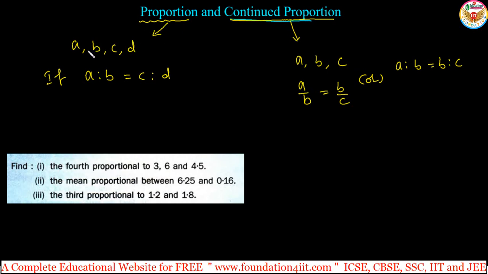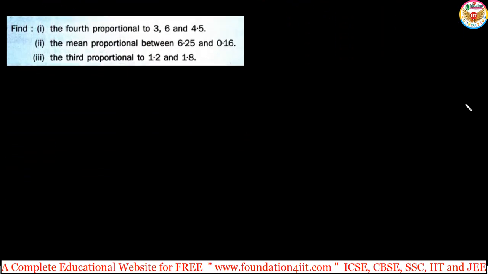Remember, four numbers are in proportion when the first two quantities' ratio is exactly equal to the third and fourth, the last two quantities' ratio. Continued proportion is when first to second and second to third should be equal. Right. Let us see the problems based on this.